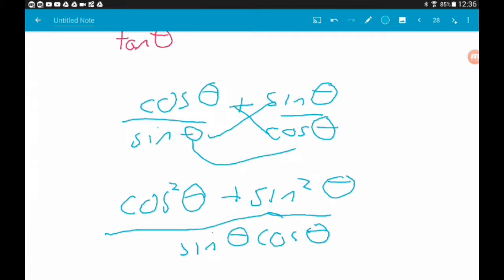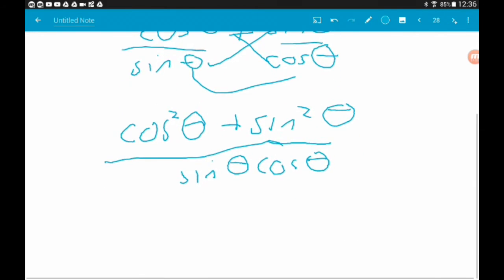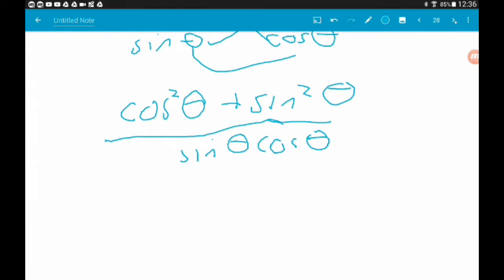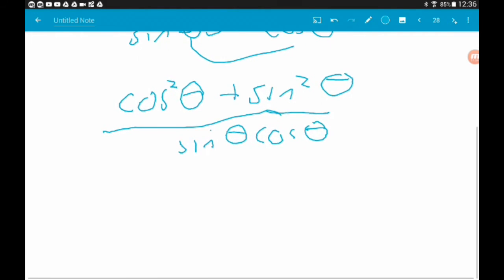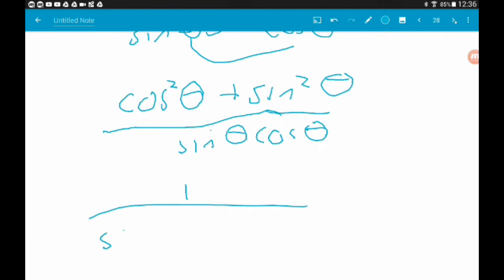So up on top, cos squared theta plus sine squared theta is exactly the same as sine squared theta plus cos squared theta. So we've got 1 over sine theta cos theta. Nothing else we can do with that one. Job's a good one.